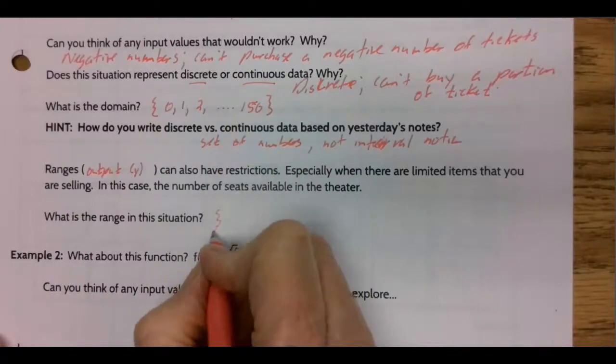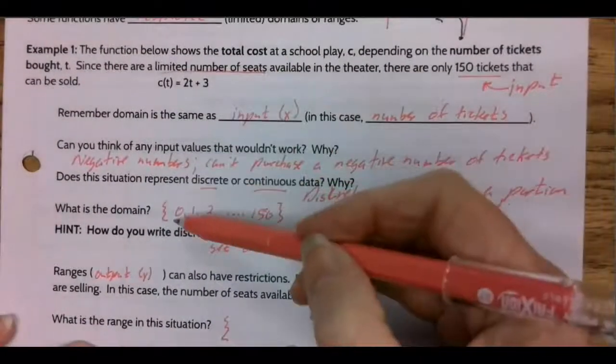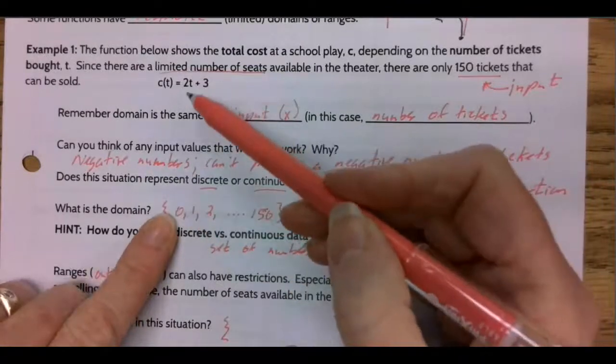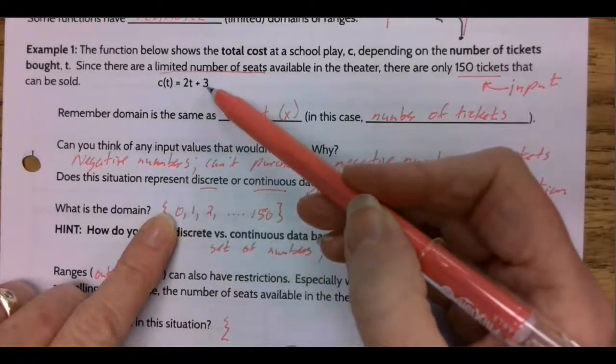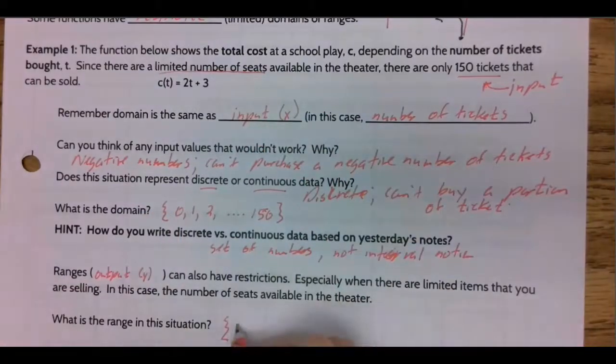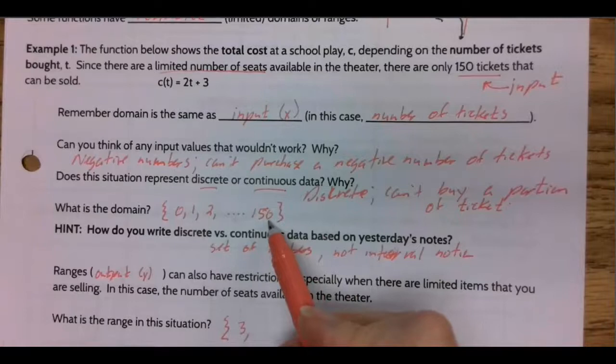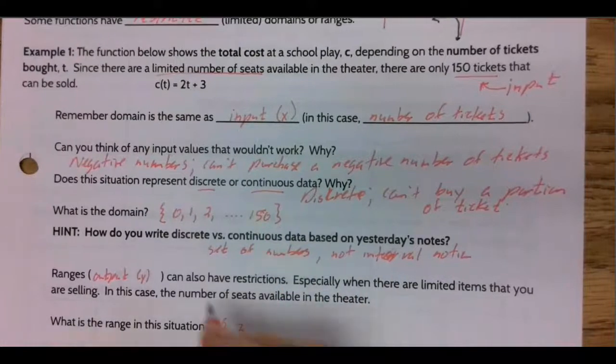Well, if you think about it, let's take our domain and plug it in for just a second. If I plug in 0 to this function, 2 times 0 is 0, plus 3 is still 3. I could still get a 3 out of that. So for this one, 3 is my lowest range value. Now, what can it go up to? Well, our highest number is 150. So where did I get the 3? Well, I plug that in. 2 times 0 plus 3.